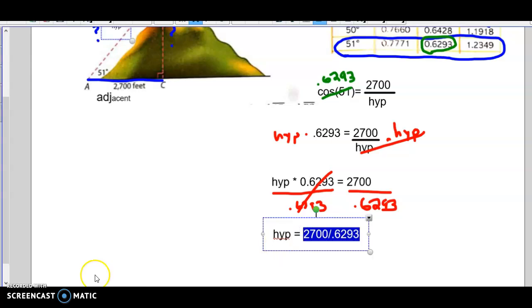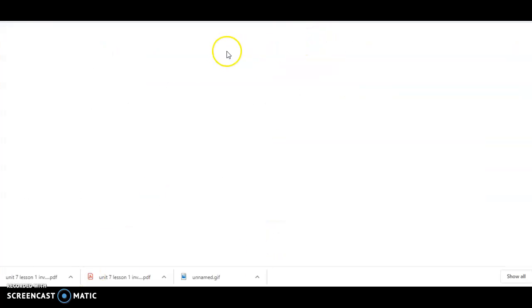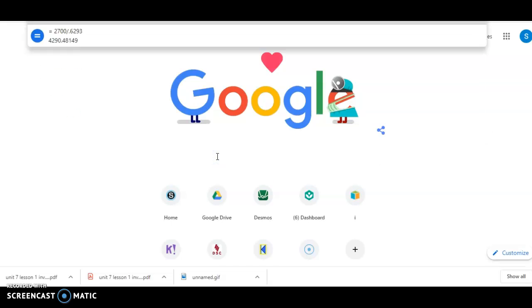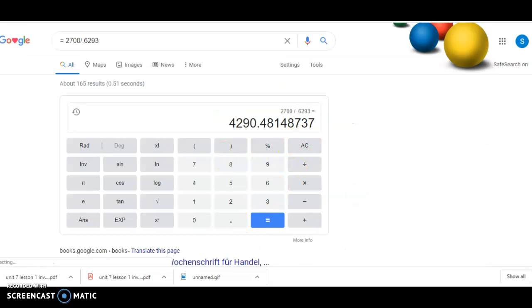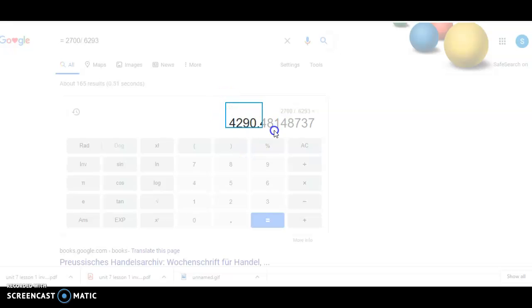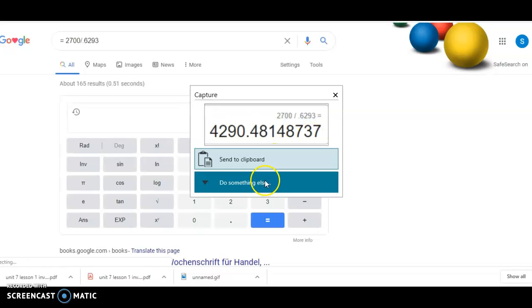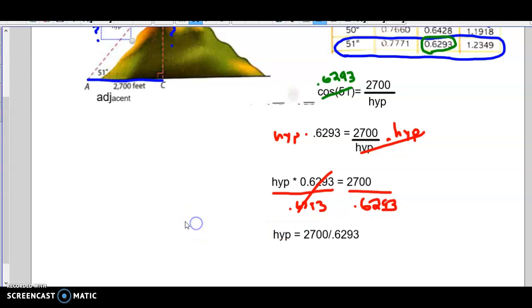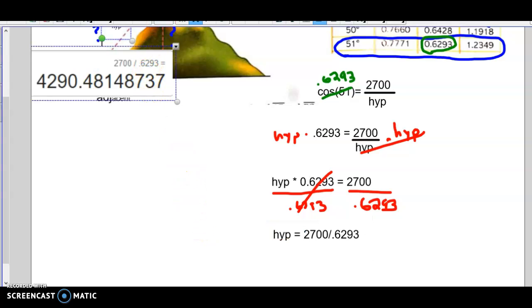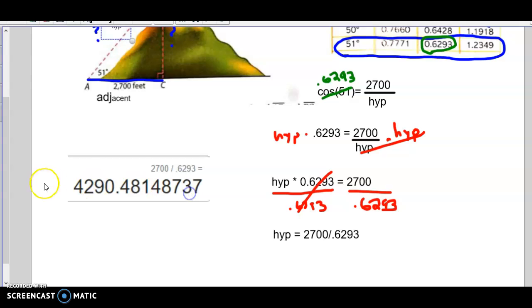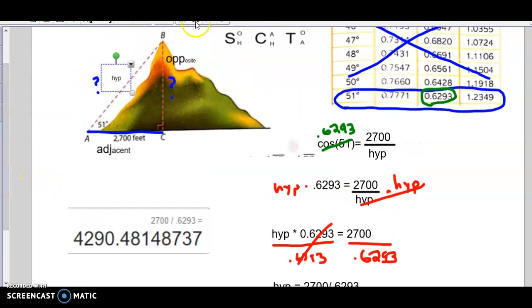So let's go to Google and do it. Equals. Oh, there's our math. Okay, so that's our hypotenuse. That is the diagonal of our mountain. So let's put that on here. The diagonal, this measurement right here, is 4,290 feet.